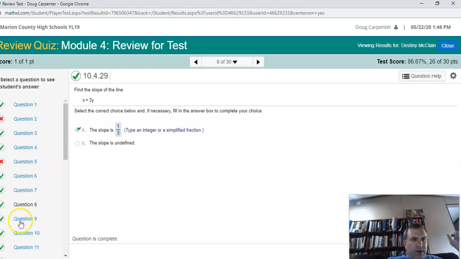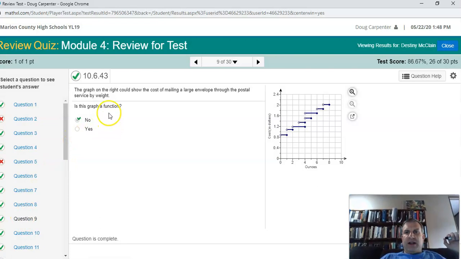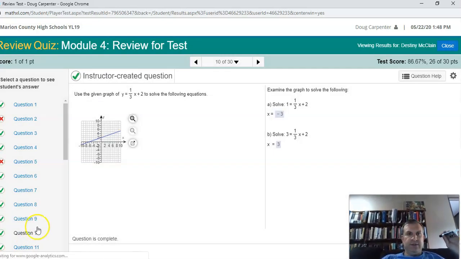Question 9. Is this graph a function? I'm looking for two things here. I'm looking for either where I have two solid dots on the same x value, or I have overlapping lines. And I have overlapping lines here and here. It fails the vertical line test. It's not a function.